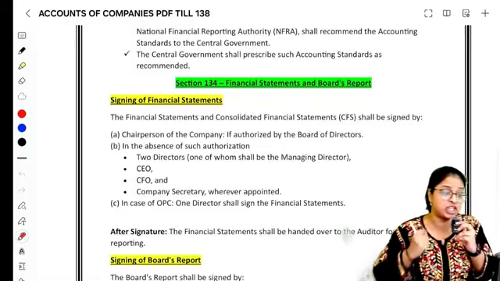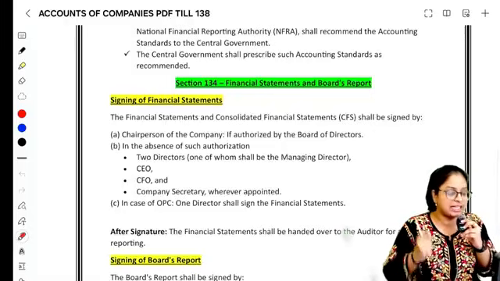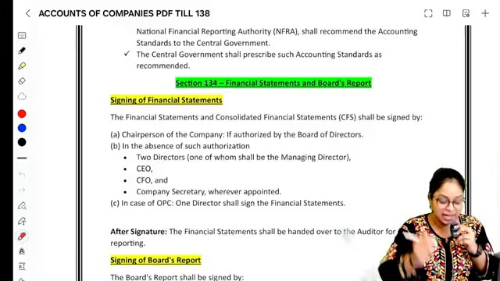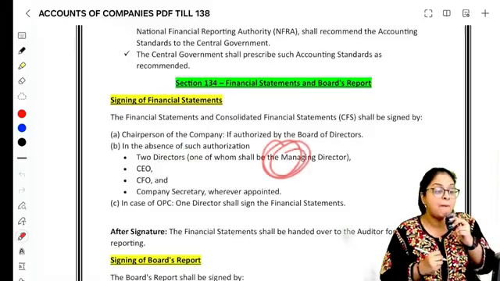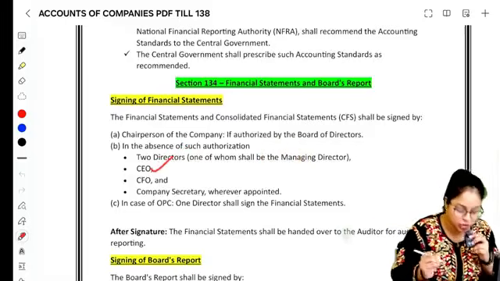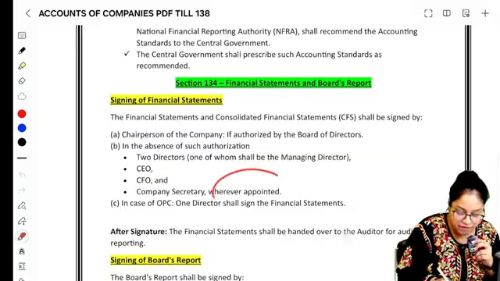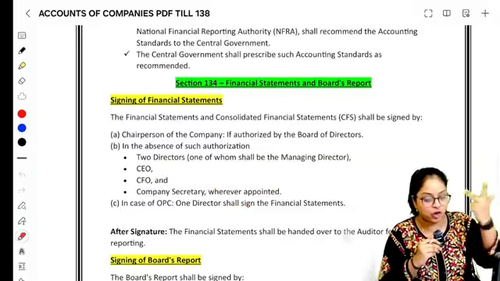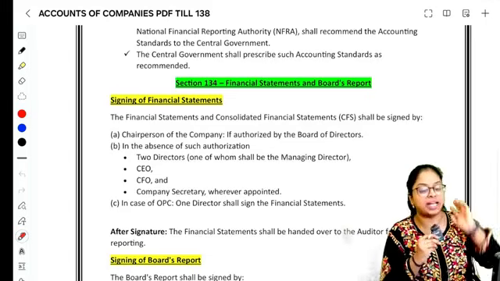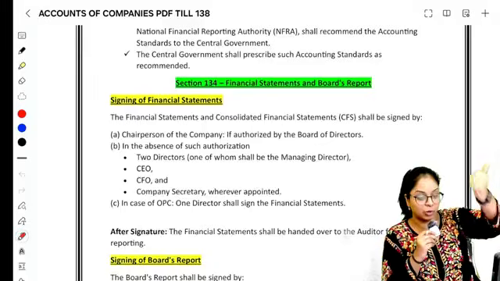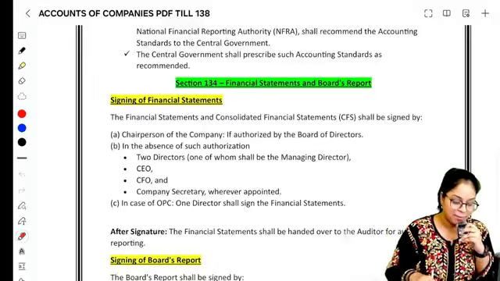If your company doesn't have a chairperson, in such a case who should sign it? It should be signed by two directors, and ensure that one of them is a managing director, and it should be signed by a CEO, CFO and company secretary wherever appointed. If you have a CEO, CFO and company secretary in your company, then they also have to sign. When two directors sign, one of them should be a managing director.